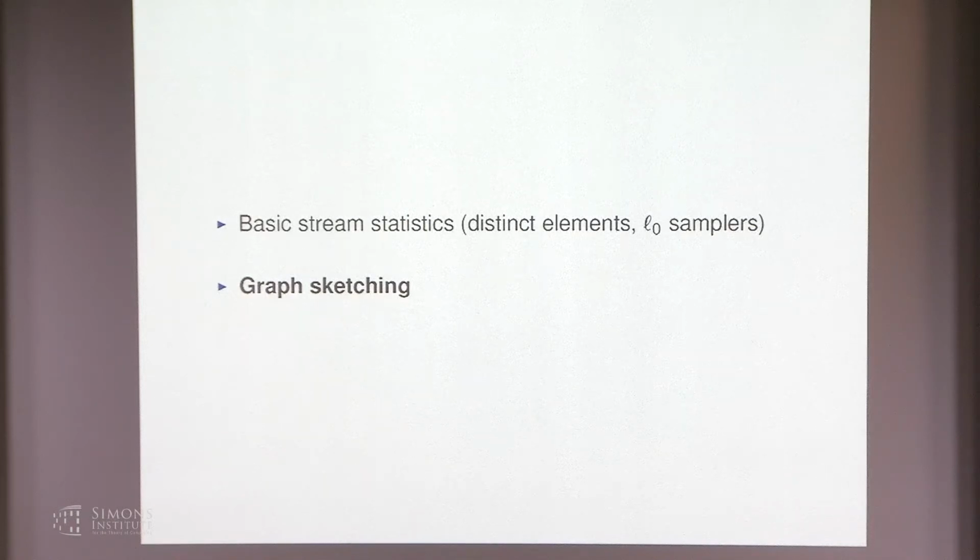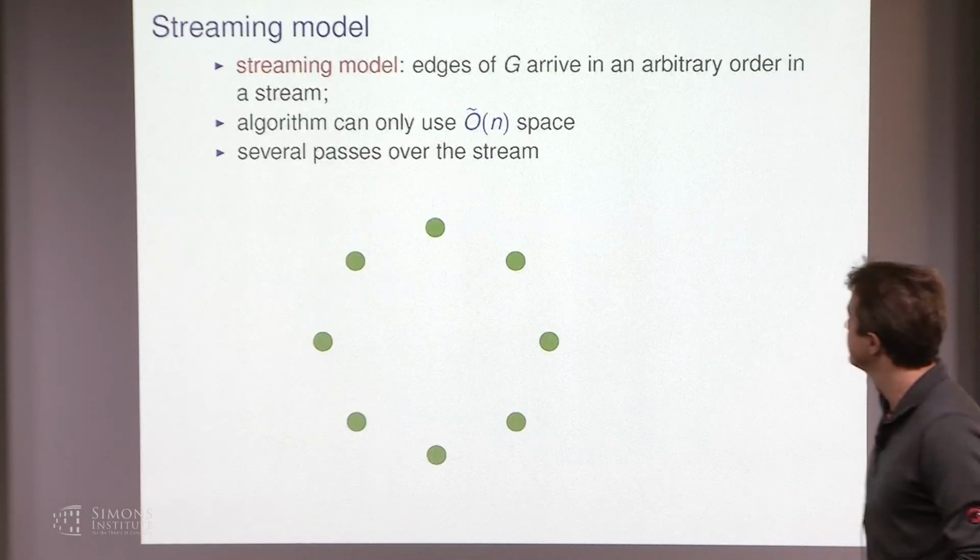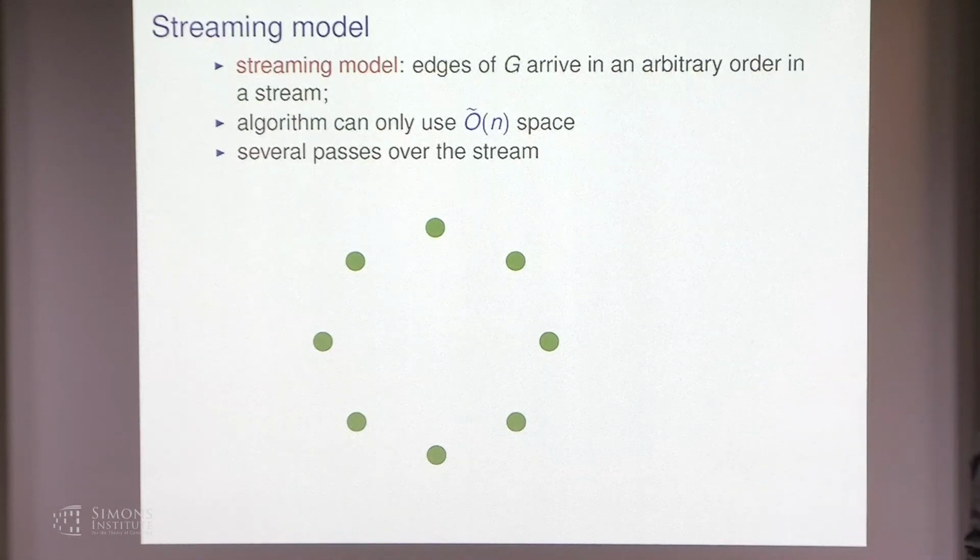All right, so this brings me to graph sketching. And before I go to graph sketching, let me define the basic graph streaming model. So this basic graph streaming model is the following. Now, we think of the algorithm as receiving a stream of data items, but the data items are edges of a graph. So here's our input.